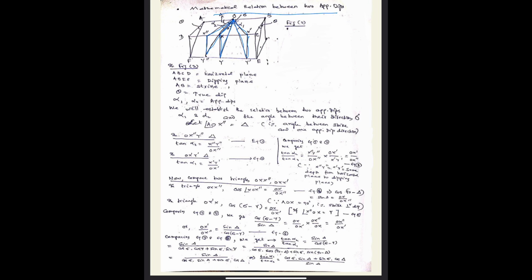Our deduction is in the same manner as we discussed for the previous one. So ABCD is the horizontal plane, ABEF is the dipping plane, theta is the true dip, and alpha 1 and alpha 2 are the two apparent dips. We will establish the relation between the two apparent dips, alpha 1 and alpha 2, and the angle between their directions, delta.